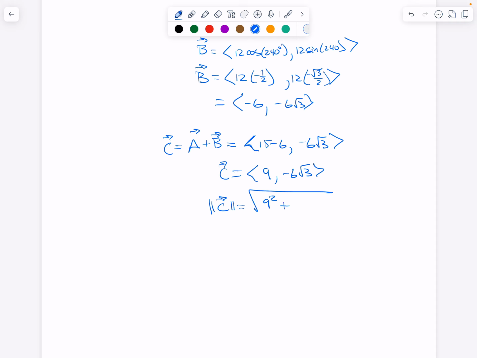9 squared plus 6 radical 3 squared. So what's that? 81 and 108, so 189. Sadly, that is not a perfect square, so we'll just leave it like that. So there's the magnitude in newtons, and then the direction.